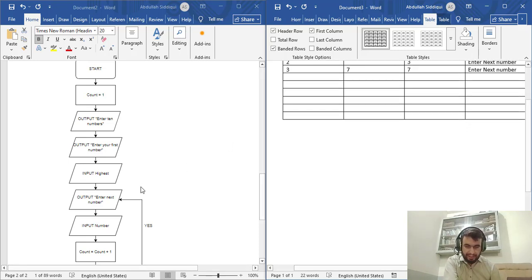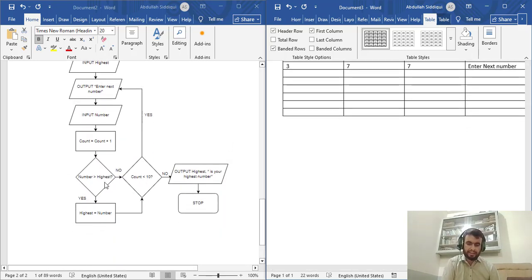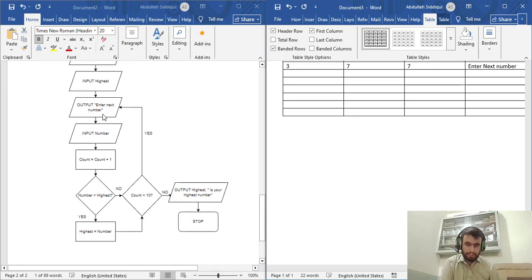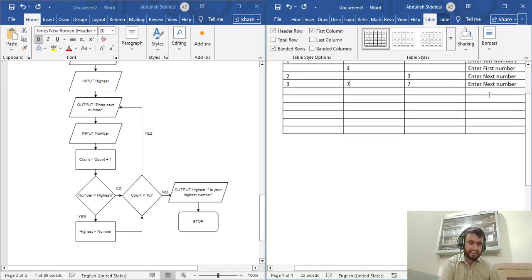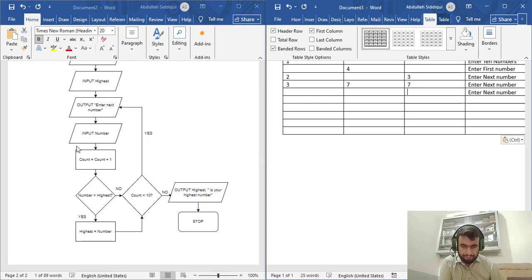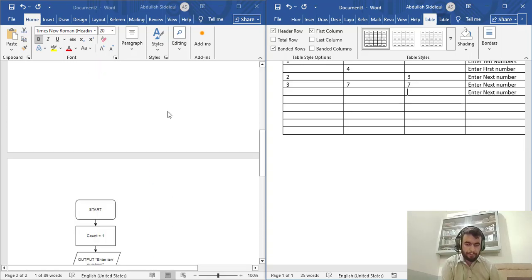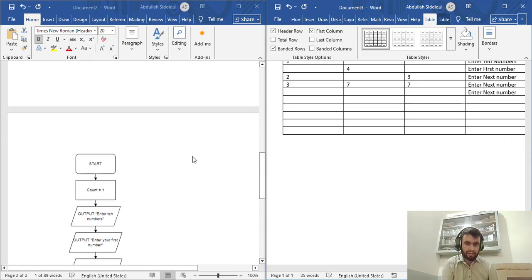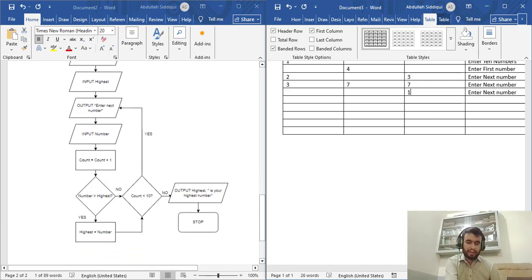Okay. Next, in case of yes, we have replaced it. Then what we have to do, is the count less than 10? Yes. Then we have to enter the next number. We have to write output, enter the next number, then take the input. What is the next input? I think it is 1.